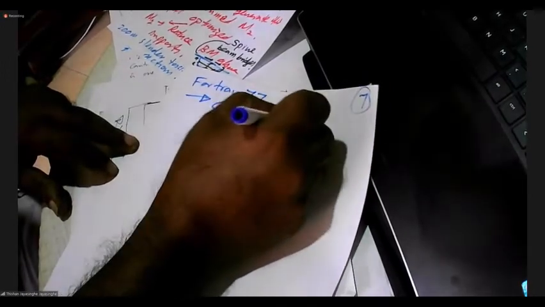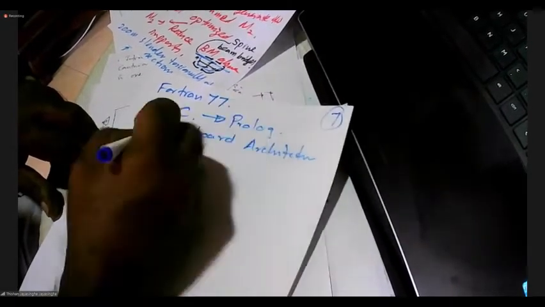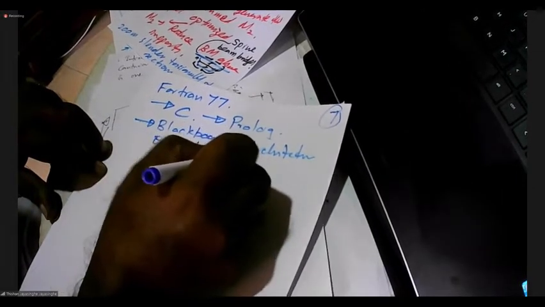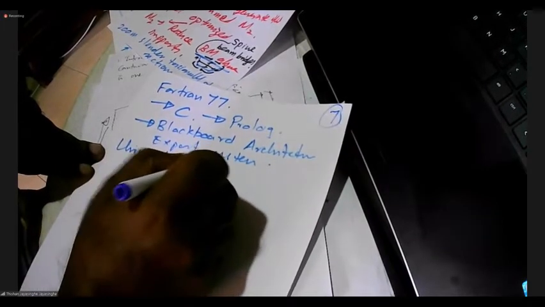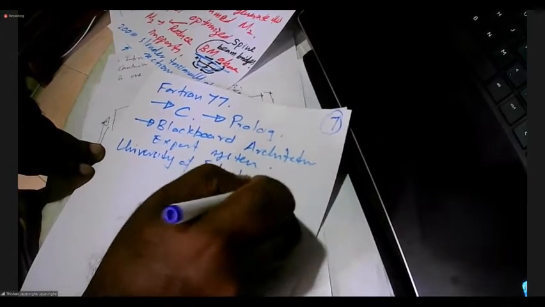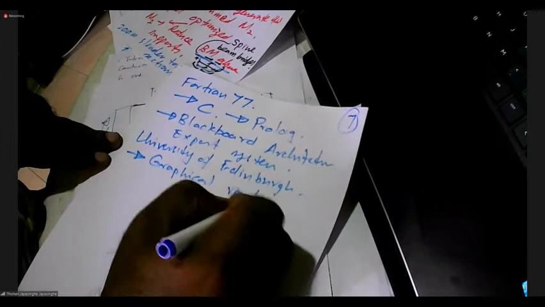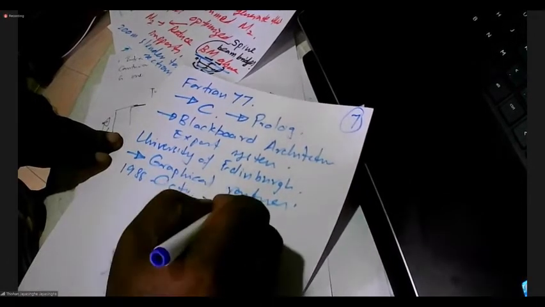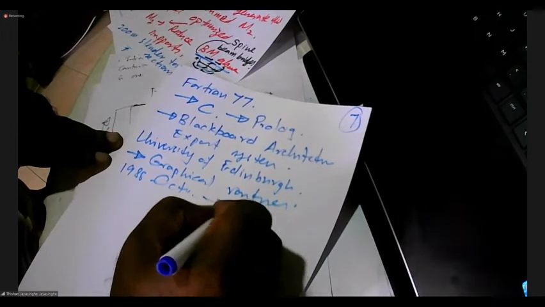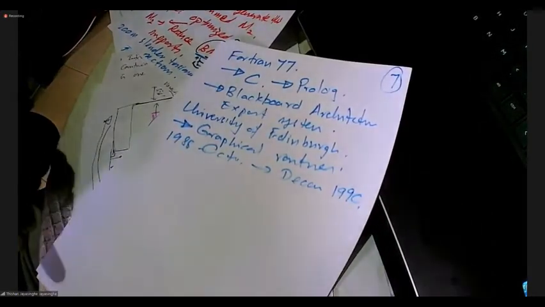and then it was linked to Prolog, and there was another blackboard shell, Prolog. That's a blackboard architecture for an expert system developed by the University of Edinburgh. And then I also used graphical routines. And all this happened from October 1988 to December 1990.